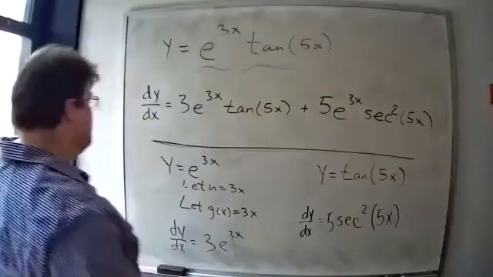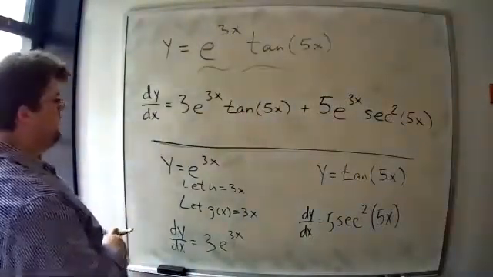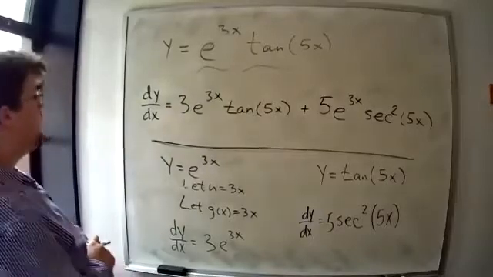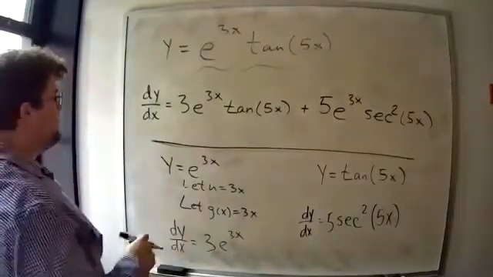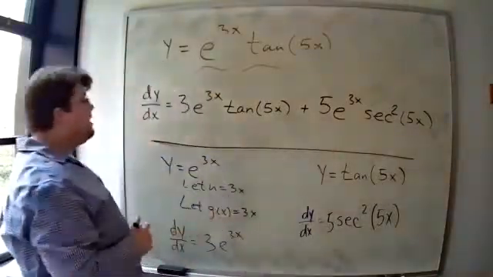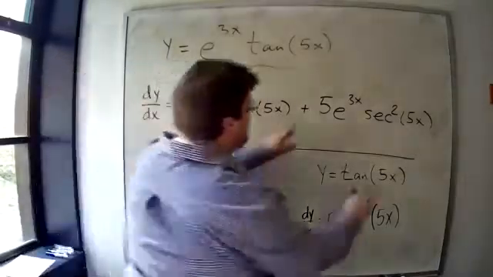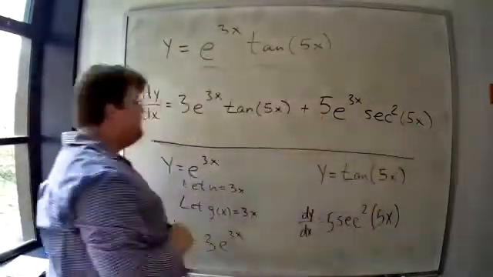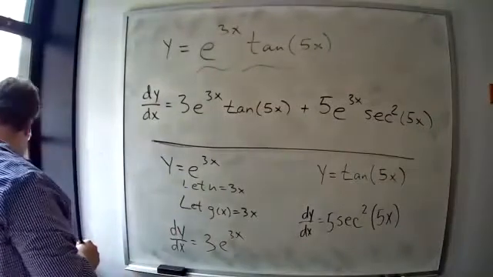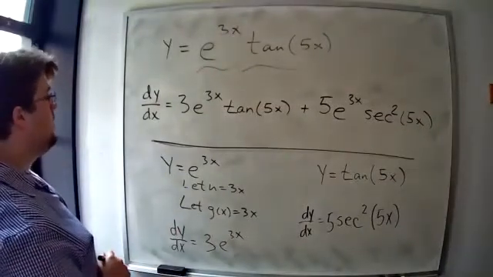I'm just gonna move the 5 out in front. And you don't have to simplify this one. Well, you don't have to simplify any of them, but these do both have an e to the 3x. You don't have to worry about simplifying that. So we have the derivative of the first and the derivative of the second. Any questions about this one?